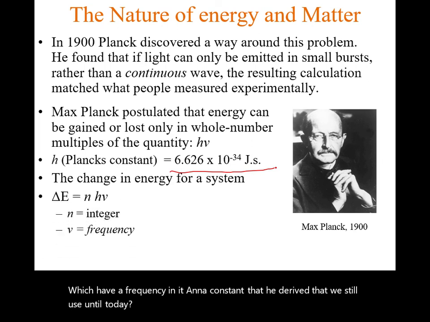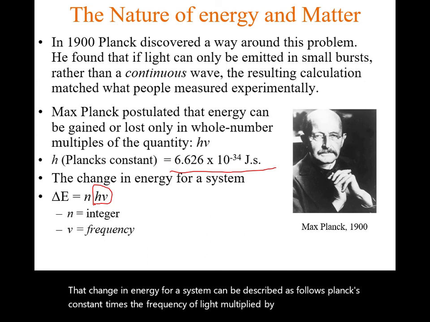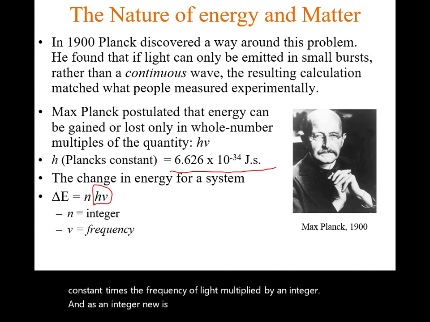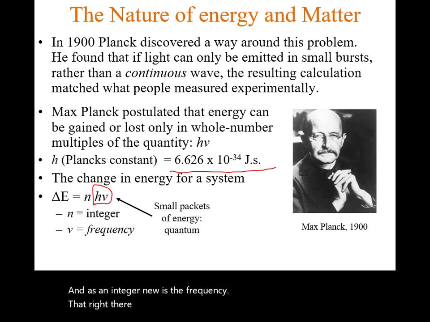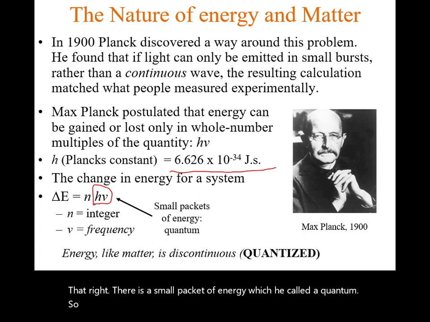Okay, that change in energy for a system can be described as follows. Planck's constant times the frequency of light multiplied by an integer. n is an integer, nu is the frequency. That right there is a small packet of energy, which he called a quantum. So therefore, energy is quantized.